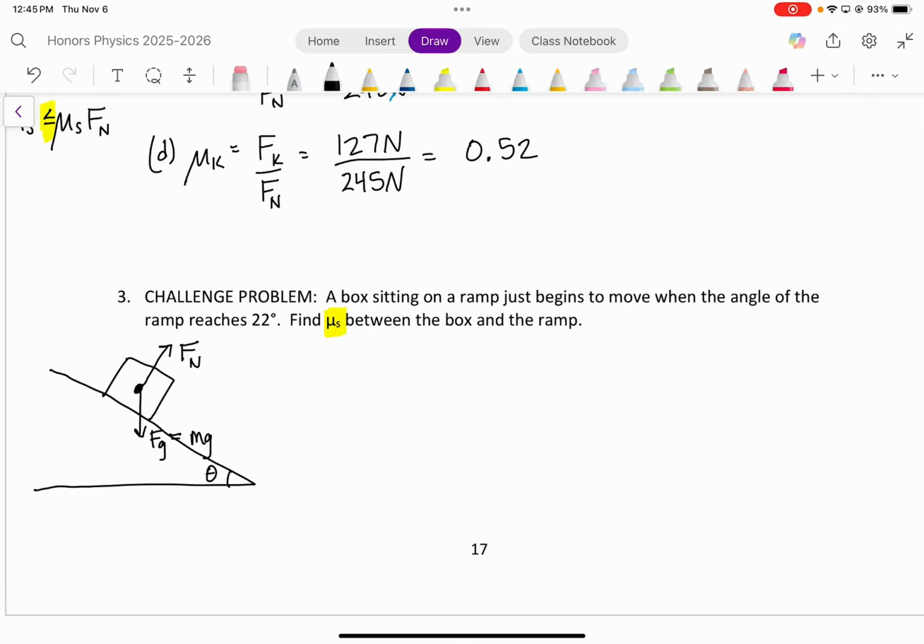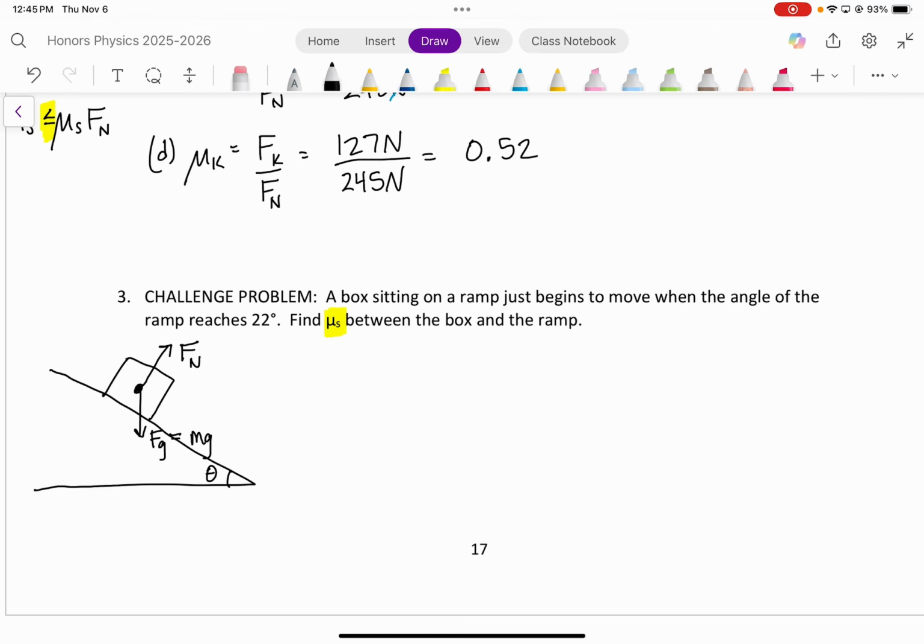We're going to have some friction. What kind of friction? Static. How do we know it's static friction? Just begins to move. So any angle lower than 22 degrees for this scenario, it's not going to move, so that's static friction. Now, what direction would static friction be?